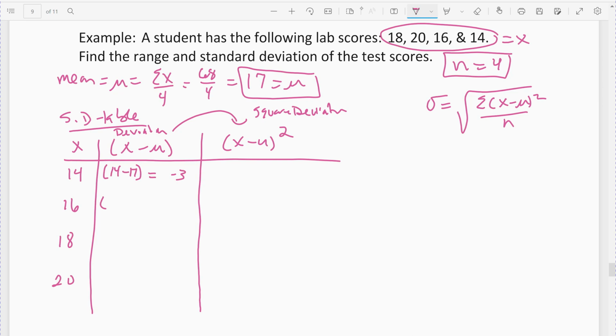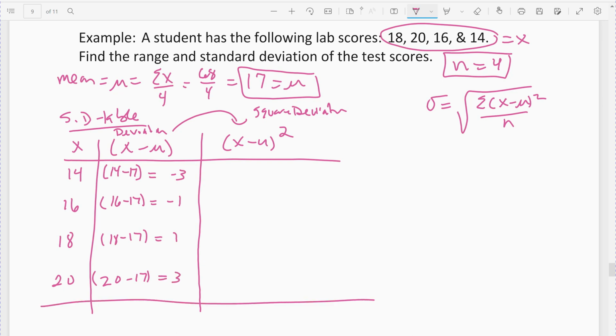Then the next one we'll take 16 minus 17, so that gives me negative 1. We'll take 18 minus 17, that gives me a positive 1, and 20 minus 17, which gives me a positive 3. And you'll notice, some of them are positive and some of them are negative, and they're the same values. If I added those values up, we get 0, which is why we can't use those values.